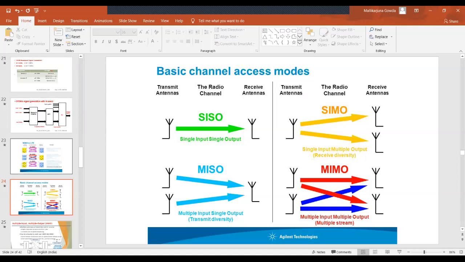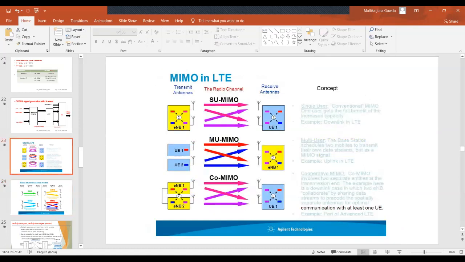Here, single user means one user gets the full benefit of the increased capacity. Single user MIMO is an example of the downlink in LTE. Multi-user MIMO means the base station schedules two mobiles to transmit their own data streams, but as a MIMO signal. An example is the uplink in LTE, where multiple users transmit signals to the eNB. That is multi-user MIMO.